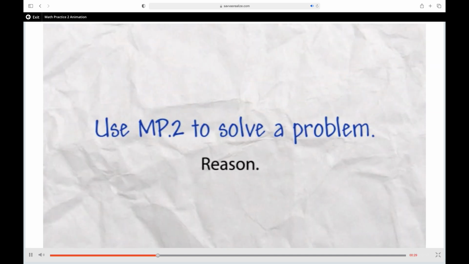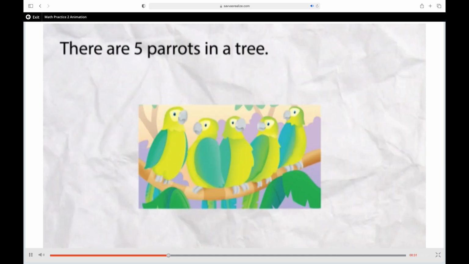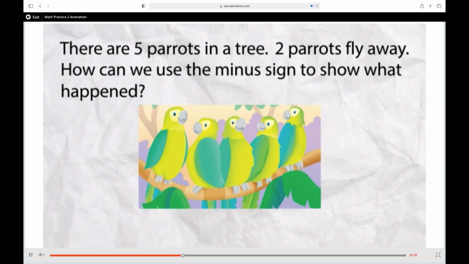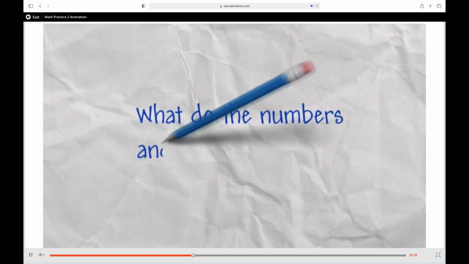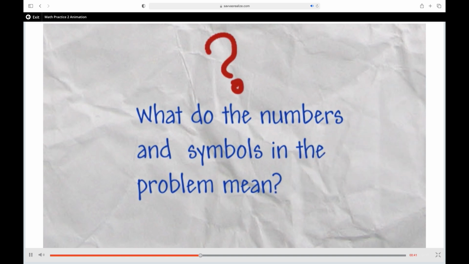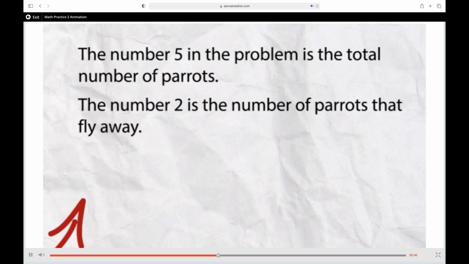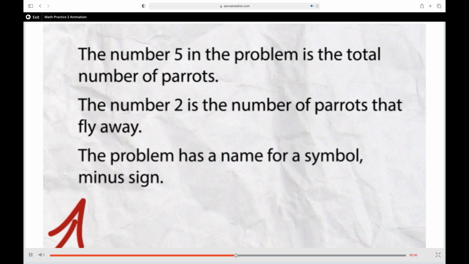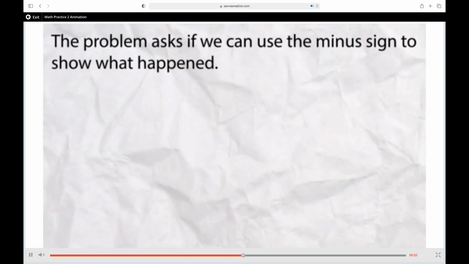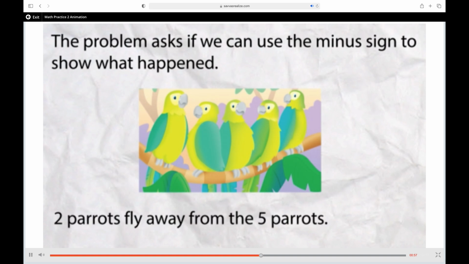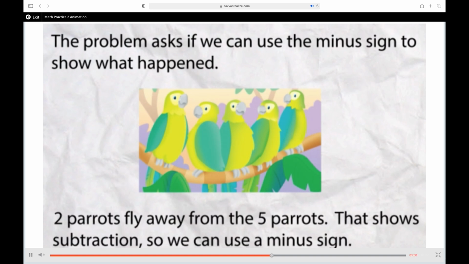Reason. There are 5 parrots in a tree. 2 parrots fly away. How can we use the minus sign to show what happened? What do the numbers and symbols in the problem mean? The number 5 in the problem is the total number of parrots. The number 2 is the number of parrots that fly away. The problem has a name for a symbol, minus sign. The problem asks if we can use the minus sign to show what happened. 2 parrots fly away from the 5 parrots. That shows subtraction, so we can use a minus sign.